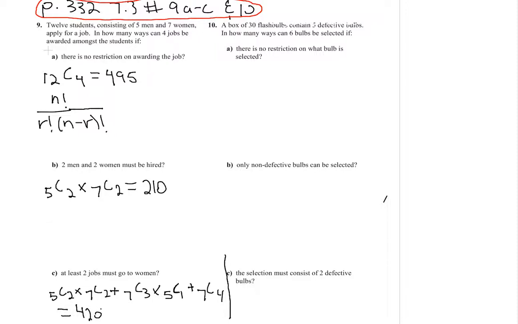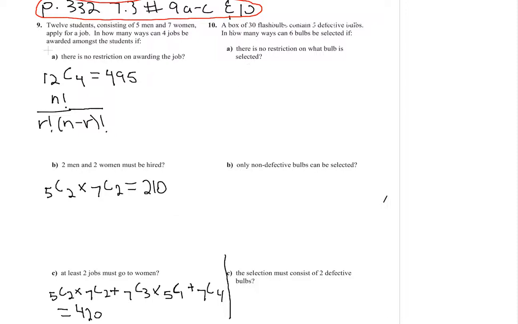Just to recap on that one, what you're doing is looking at all the options. You can have 2 men and 2 women, 3 women and 1 man, or 4 women. When you're saying and, you go times; when you're saying or, you go plus, and these are all your options. Put that in the calculator, you get 420.